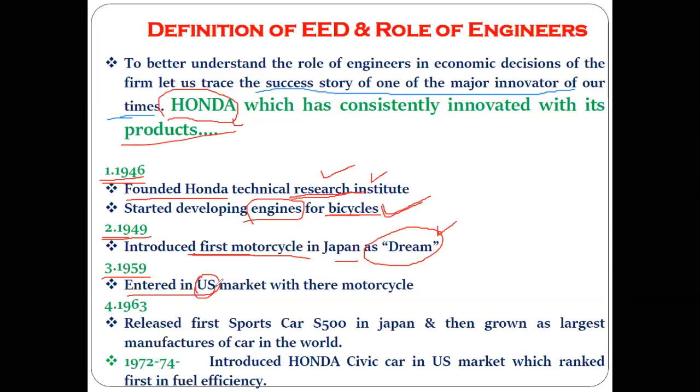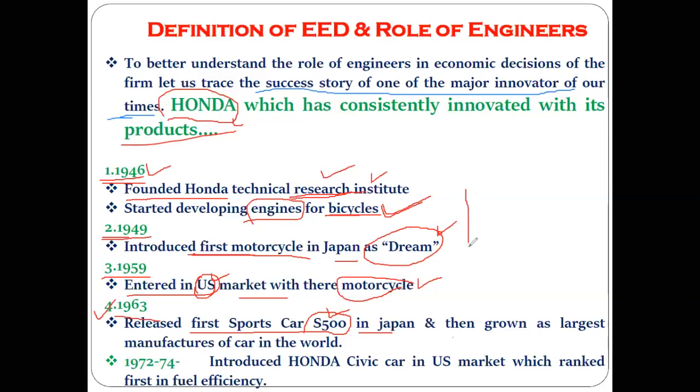Where did they enter? The US market, United States market, America. Okay, and they made their entry with their motorcycle. Where? In the European state or in the US market? Then in 1963 they released their first sports car, that is the S500. Now you can see they launched that sports car in Japan, and just from 1946, from developing the engine for bicycles, the Honda company made their journey up to 1963, up to making the sports car.